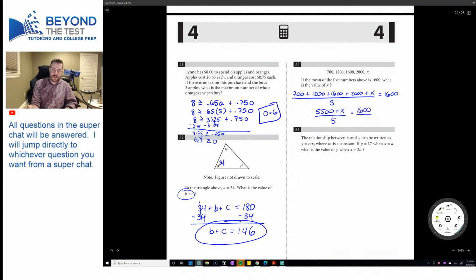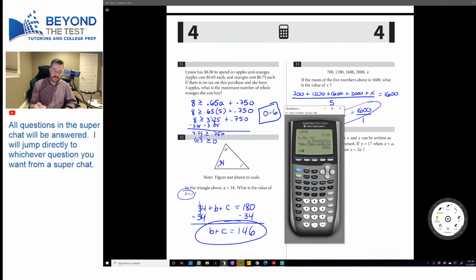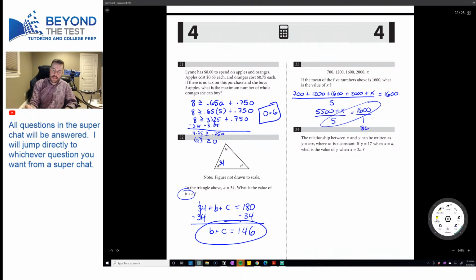So think about this as being over 1. You can just go ahead and cross multiply here. So I can do 1600 times 5. And that gives us 8,000. So we get 8,000 equals 5,500 plus x. And then to solve for x, we just subtract off the 5,500 from both sides. Okay, I didn't leave myself much room. But if we just subtract those here, then we should come out to be 2,500. And that would be our answer.